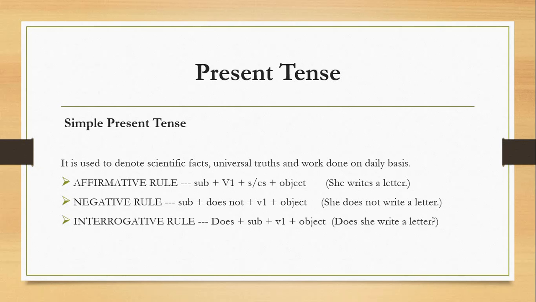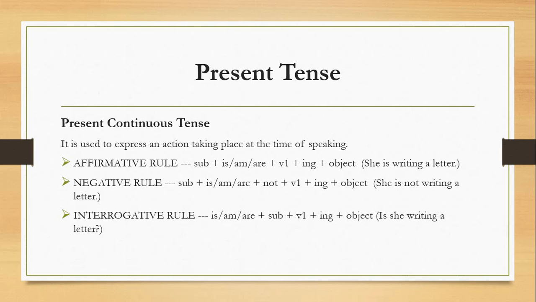For affirmative: subject plus V1 plus s or es plus object. For example, she writes a letter. Negative: subject plus does not plus V1 plus object. She does not write a letter. Interrogative: does plus subject plus V1 plus object. Does she write a letter? Do remember we have to put a question mark at the end of an interrogative sentence.